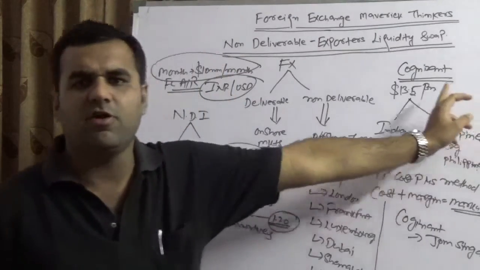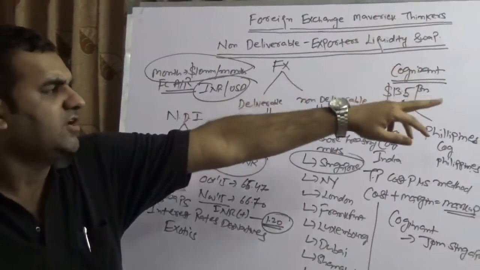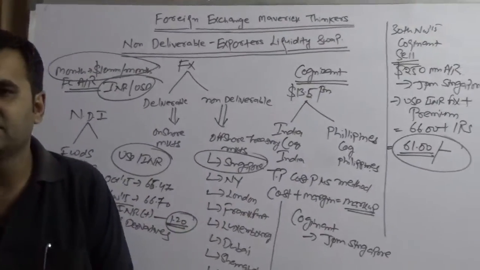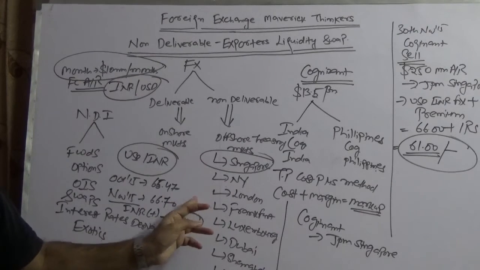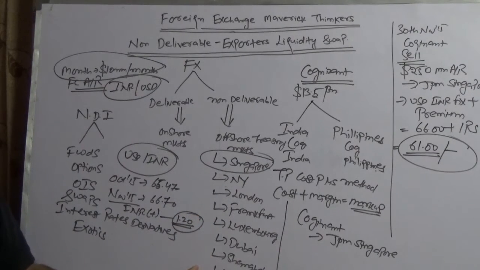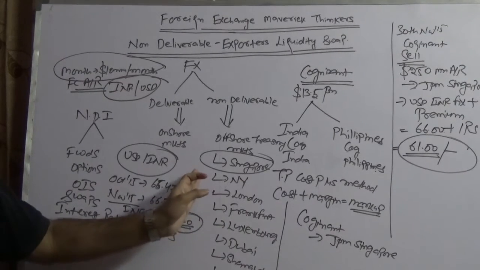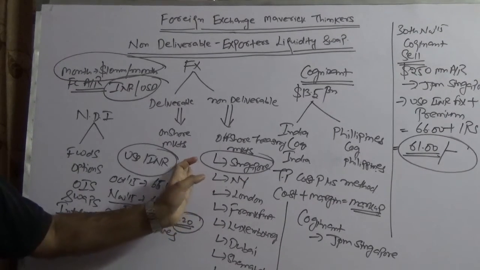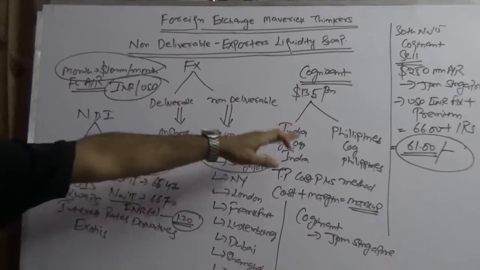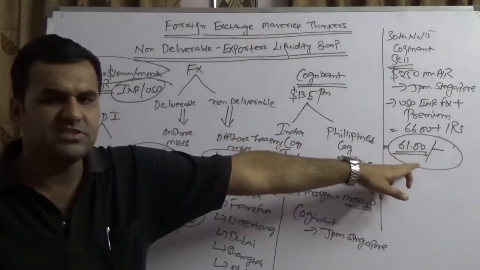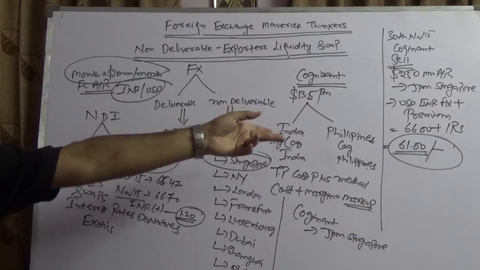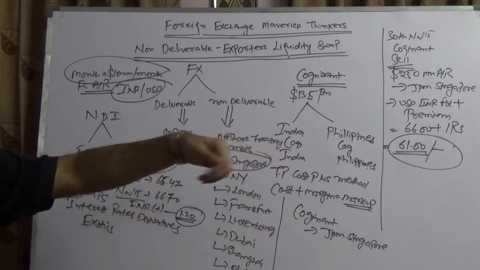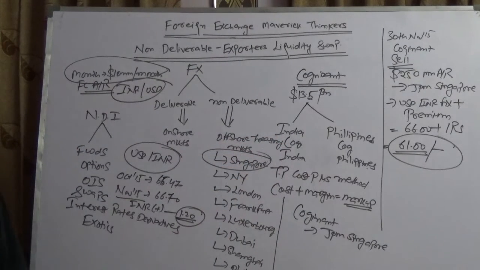Now, with a non-deliverable forward, you are hedging in an offshore treasury market. Worldwide, you have 6 offshore treasury markets: Singapore, New York, London, Frankfurt, Dubai, Shanghai, Philippines. Assuming you are hedging in the most liquid, which is Singapore, you hedged at RBI fixing plus 1, which is 61. You're going to settle this 61 after a period of time, next month, when the next month's fixing would come.